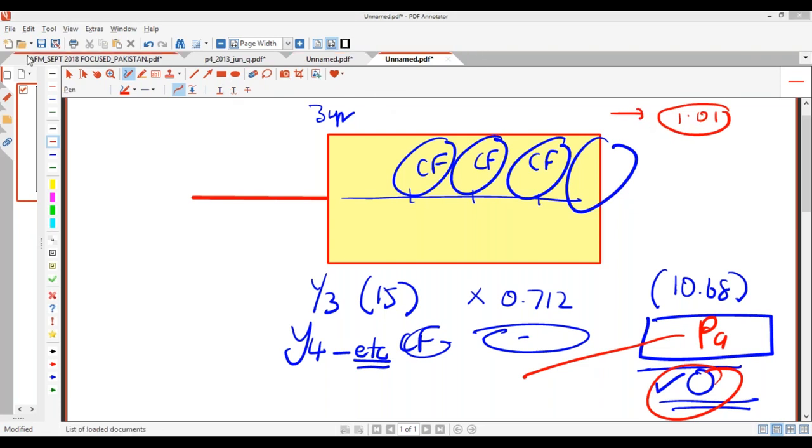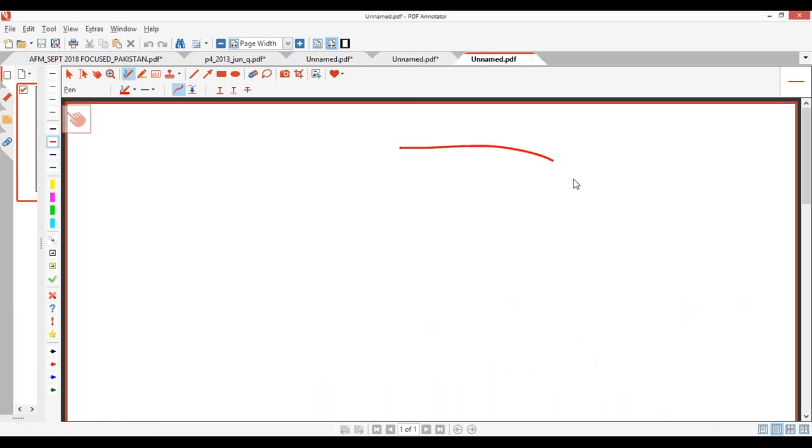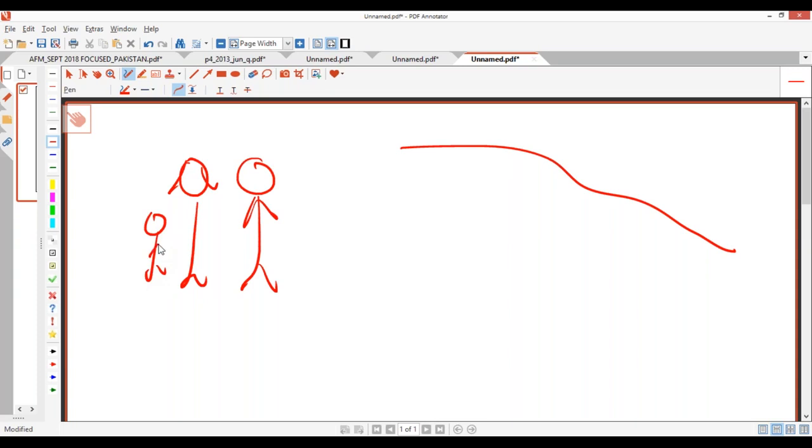Let me show you something. Now, this is going to be a river. And you have your dad here with your mom, and all the children there. This river is suspected to have crocodiles.